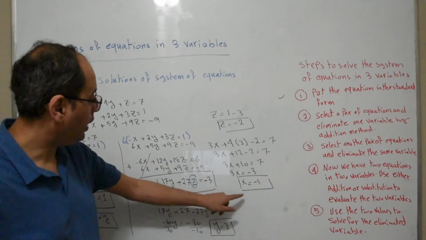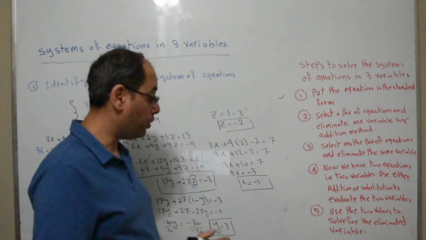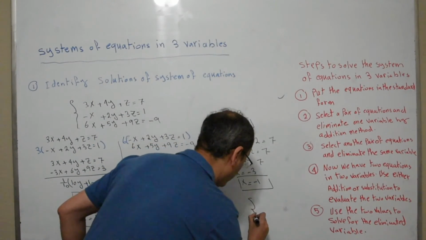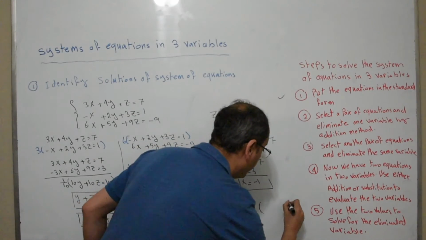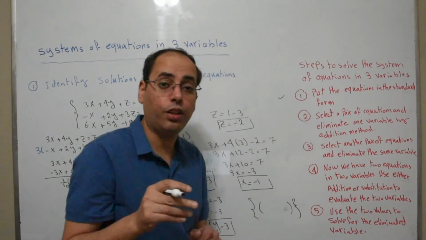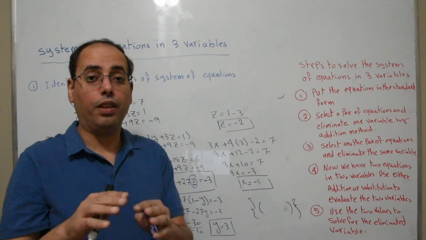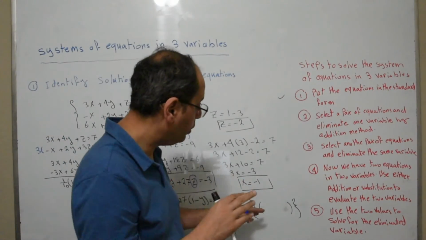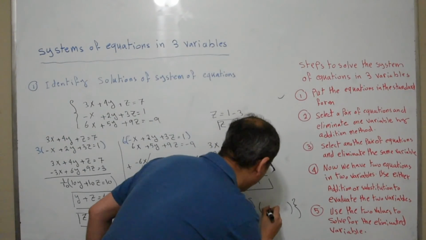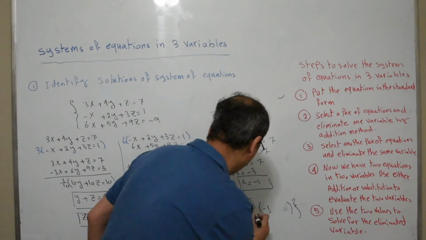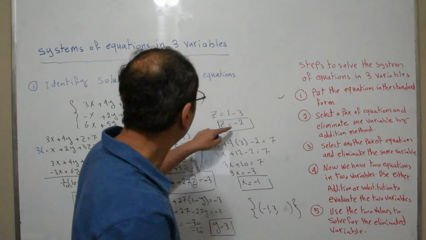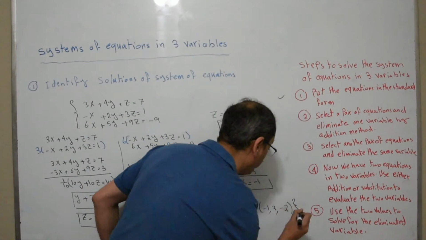So I got x, y, and z. The way to write the solution: open set brackets, and then make the triple. It's not a pair, it's a triple of variables here. So I have negative 1, triple order, and 3, and z is negative 2.